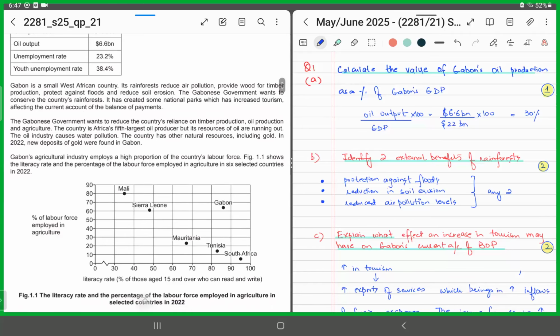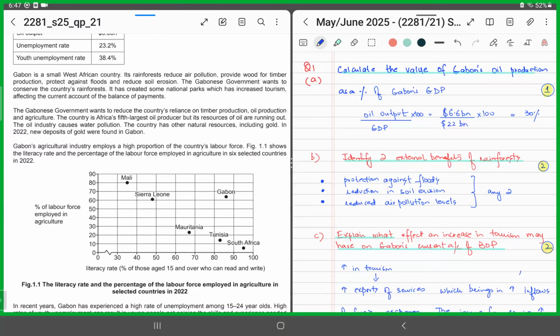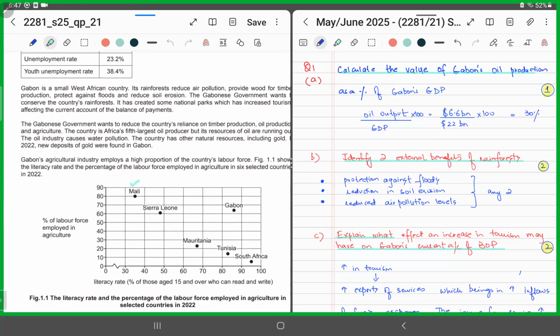So now these are 6 countries and you can see Mali, Sierra Leone, Mauritania, Tunisia, Gabon, and South Africa. If you try to decipher what the figure is telling us, look at the literacy rate. Mali has the lowest literacy rate, around 35%, and almost 80% of the labor force is employed in agriculture. So this means that the lower the literacy rate is, the higher the amount of country's labor force is employed in agriculture.